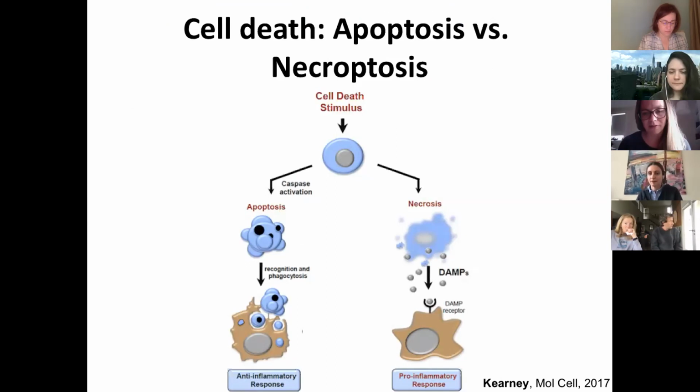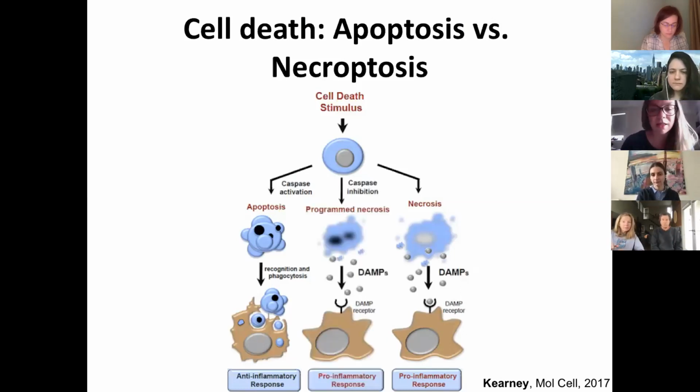On the other side of it, of course, is necrosis, this idea that the cells are exploding, releasing all of their intracellular contents. Those damage-associated molecular patterns, or DAMPs, are really associated with signaling to the immune system that there's something wrong. So this necrotic cell death is definitely a pro-inflammatory immune trigger.